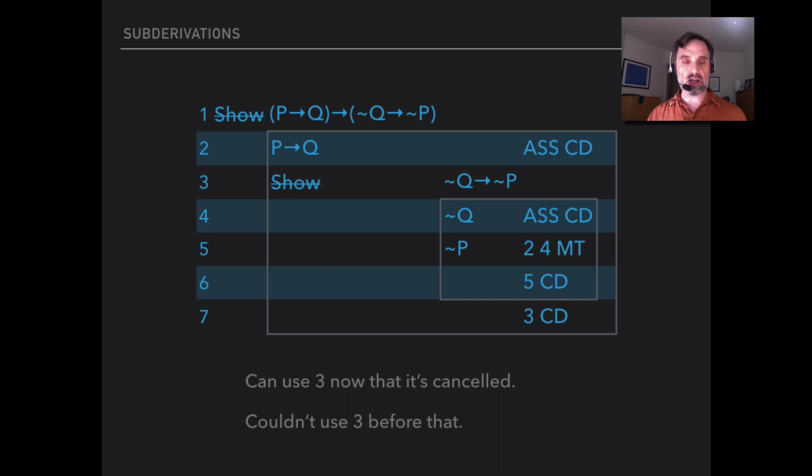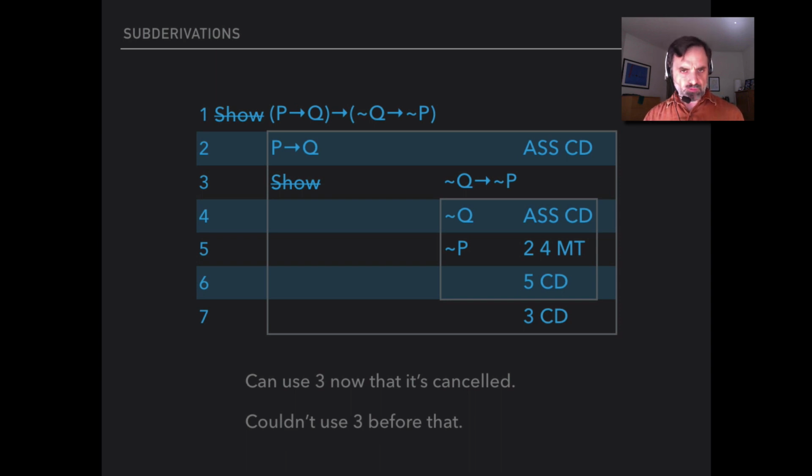The material inside of the box on lines 4, 5, and 6 depends upon the assumption on line 4, and as of line 7, we're not helping ourselves to that assumption anymore, so we can't help ourselves to anything that follows from that assumption, and so we draw a box around that stuff to say we can't use it anymore.